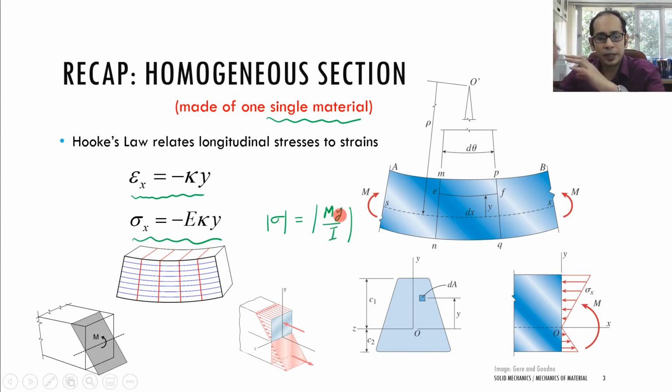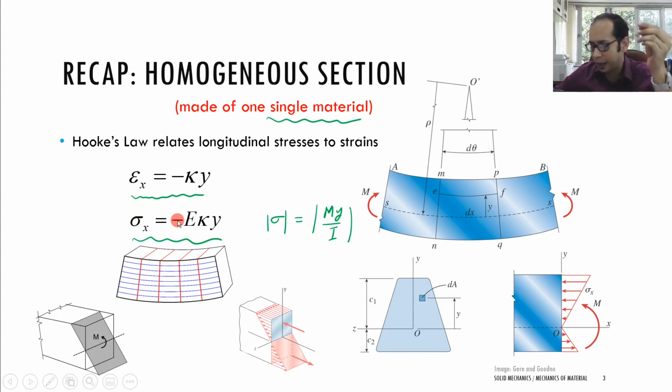To get this formula, we had relied on these ones, where epsilon, which we derived from the curvature formula, is equal to kappa times y, where kappa is the reciprocal of the radius of curvature. So kappa is 1 divided by rho, and then there is simply Hooke's law, where sigma is E times epsilon. So you have these formulations over there.